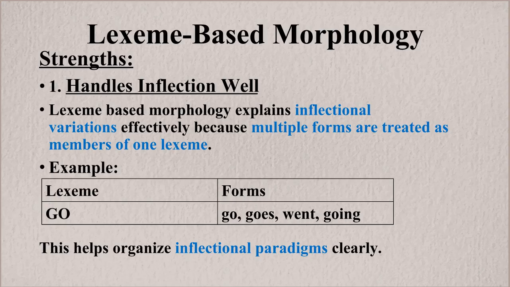For example, if we take the lexeme go, it includes forms like go, goes, went, and going. Even though these forms look quite different, especially went, they are all part of the same lexical unit. This makes it easier to organize what we call inflectional paradigms, where all forms of a word are systematically arranged and studied together, which is especially useful in understanding tense, aspect, and agreement.